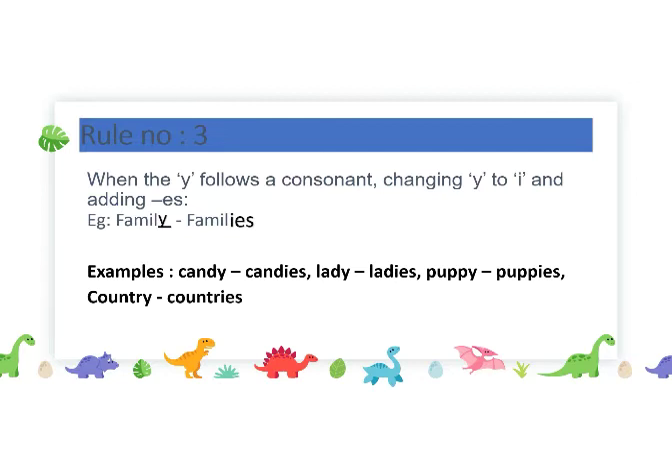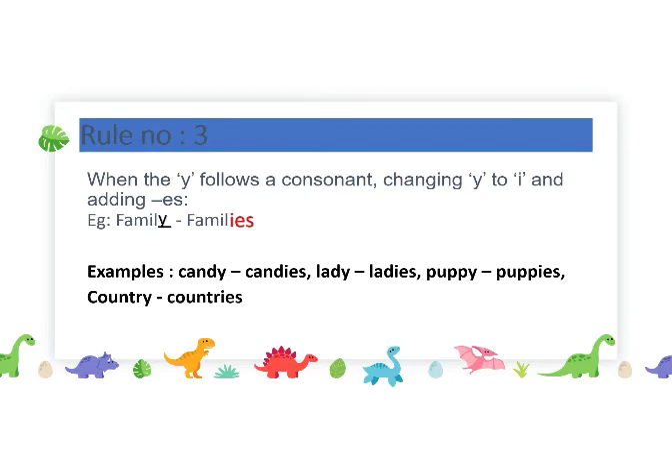Clear? Again, I'll explain to you. See, I will change this Y to I, and after that I will add ES. So family will become families.